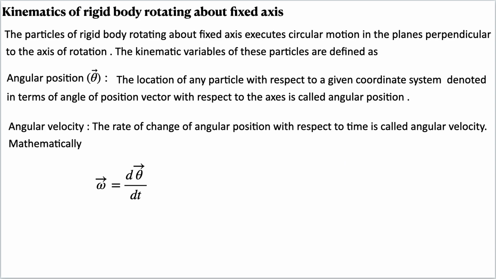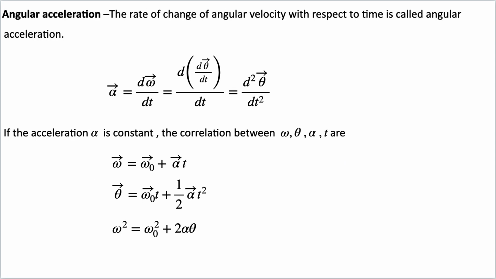Angular velocity, this is also a vectorial quantity. The rate of change of angular position with respect to time is called angular velocity. Mathematically, we can write vector omega equals d vector theta upon dt.